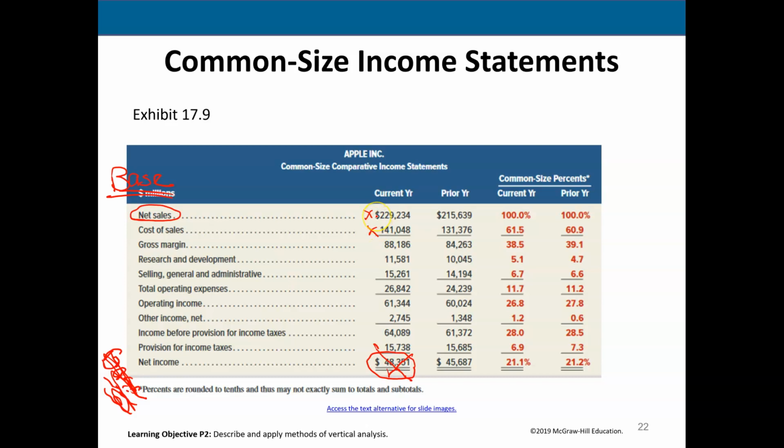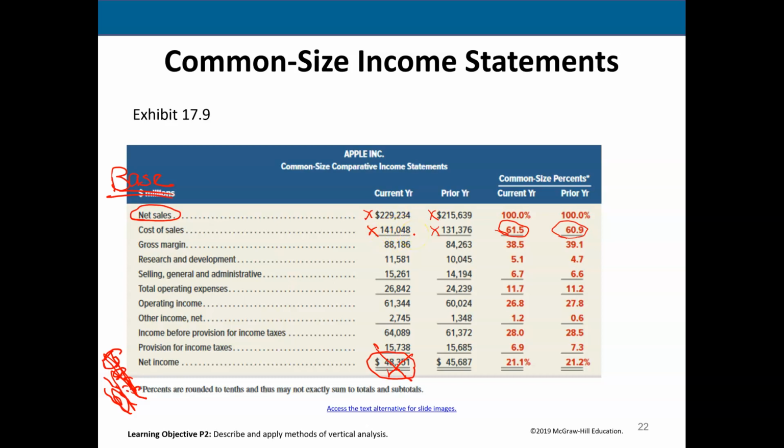Take 141 divided by the 229 and you get 61.5% for the current year. Cost of sales, which is cost of goods sold, is 61.5% of all the sales. And then the prior year was 131,376. Divide that by the prior year's net sales and you get 60.9%. So the current year, the cost has increased. And one reason why it's really good to look at these percentages is because we see here from the prior year is 131, the current year is 141, so we know it increased.